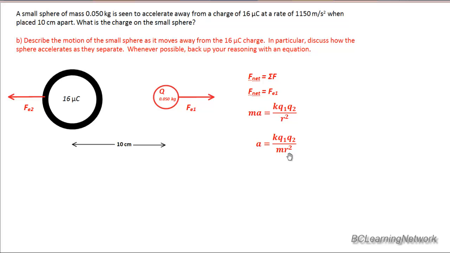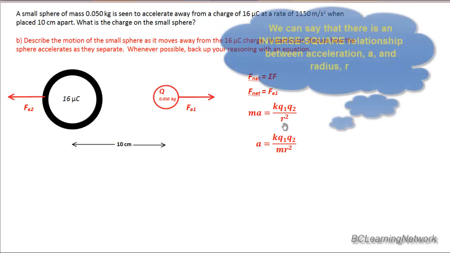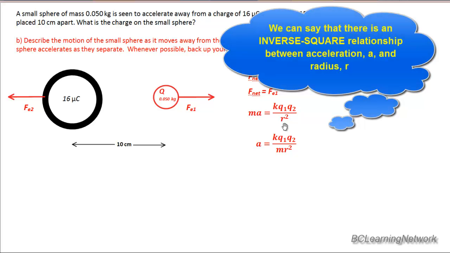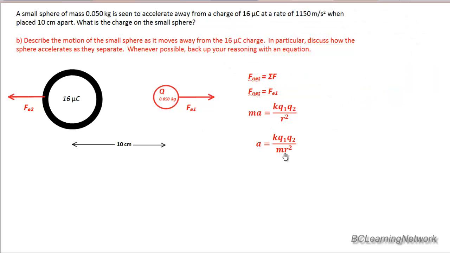The distance, however, is the one factor we haven't really talked about. As this object gets further and further away from the 16 microcoulomb sphere, the force gets weaker. Remember, force is kQQ over r squared, so it gets weaker by the square of the distance. If I double the distance, my force is diminished by 2 squared, so my force is quartered. If I triple the distance, 3 squared is 9, my force is 1/9 what it was originally. So my acceleration is also diminishing with r squared. It's still accelerating, you have to remember that, but the acceleration is smaller and smaller as I get further and further away.